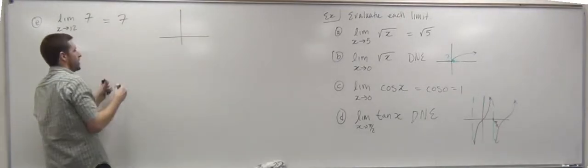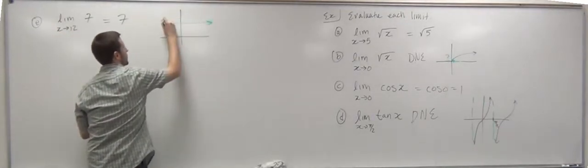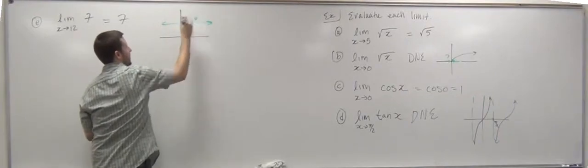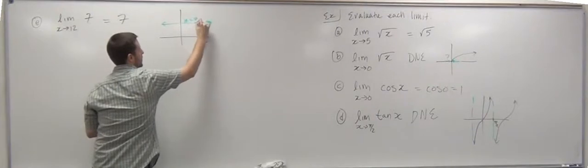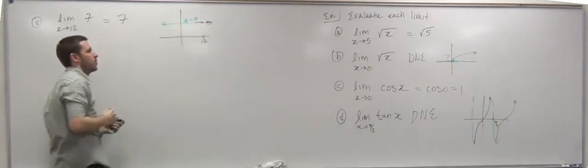You need a graph. This is what we're trying to find a limit for. 12 is over here. So we're going with 7.